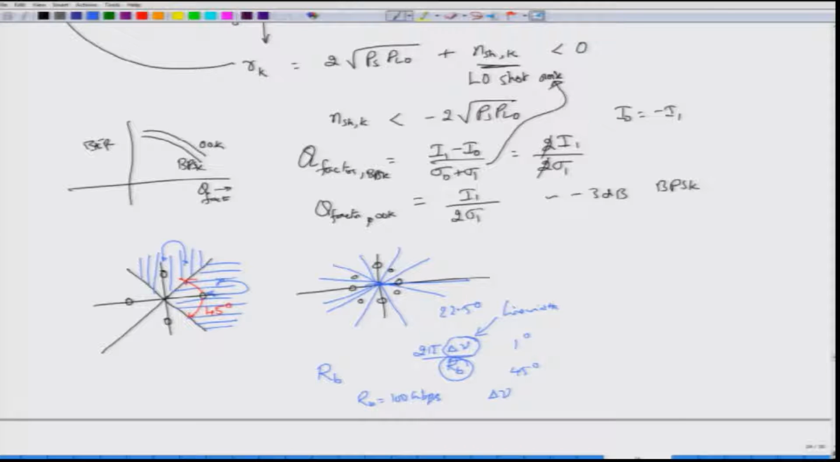For a case of RB equal to 100 Gbps, I will leave this as an exercise for you to find out what would be the line width delta nu, such that the margin of error is 45 degrees and the margin of error is 1 degree, and you will be surprised to see that the delta nu that is required for 1 degree phase noise variance would be very tight, and to achieve such low line widths is very expensive. So, it is actually a very expensive thing to realize this 1 degree variance kind of a system.